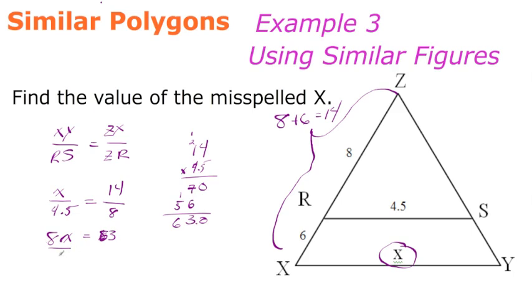Divide each side by 8. And I know 8 goes into 63 7 times, with a remainder of 7, so 7 and 7/8.